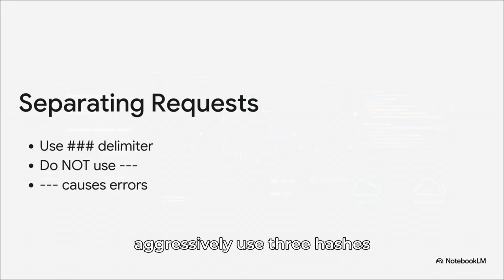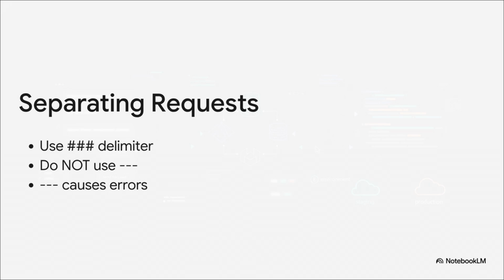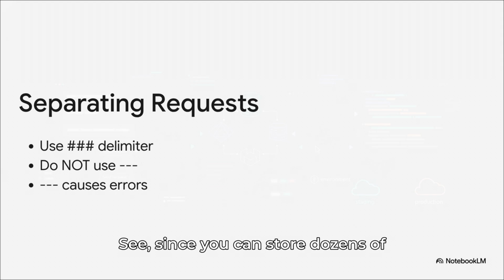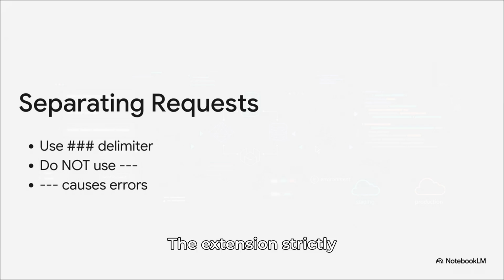Now, there is one absolutely crucial gotcha here, especially if you're coming from writing Markdown. You have to aggressively use 3 hashes to separate your multiple requests. If you don't, your backend will throw an error because it'll try to read those dashes as part of the JSON body. See, since you can store dozens of requests in a single file, the parser actually needs a hard boundary to know where one ends and another begins. The extension strictly relies on the 3 hashes. If you use dashes instead, it bundles everything together, and frameworks like Django REST will literally crash. So, stick to the 3 hashes and you're golden.